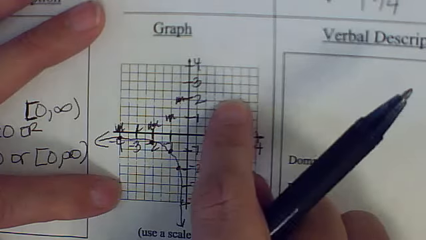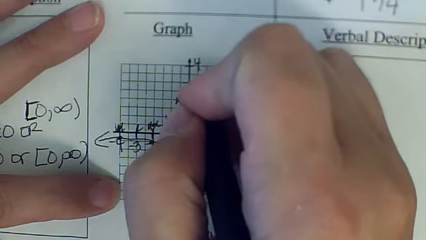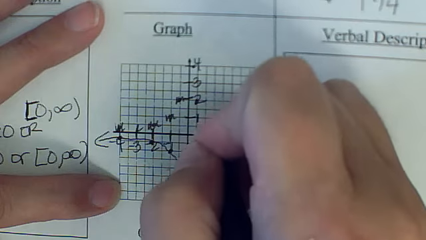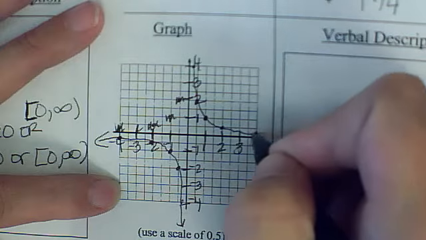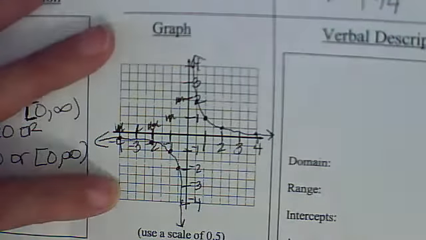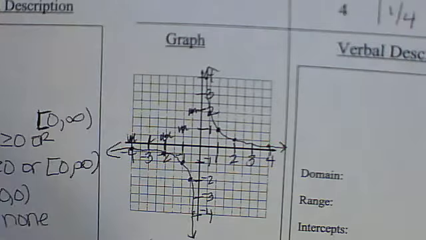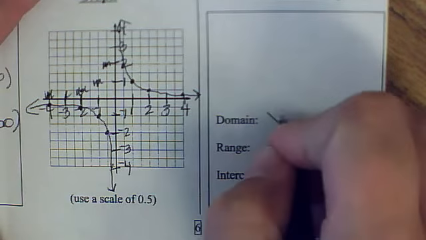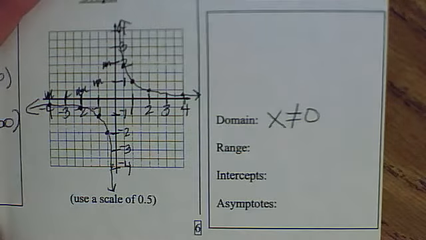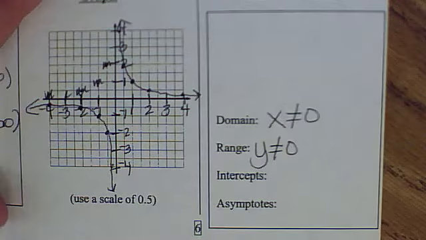When I plot the positive side, 0 is undefined, so I don't put anything there. Then I have 1/4 and 4, 1/2 and 2, 1 and 1, 2 and 1/2, 4 and 1/4. And there's the positive half of it. So it's two different graphs, two different sections on the same graph. Okay, so domain, the x's can be anything except 0. So I just write x can't be 0. The range can be anything except 0. So I'm going to write y can't be 0.